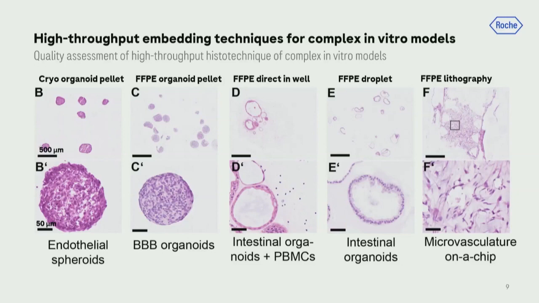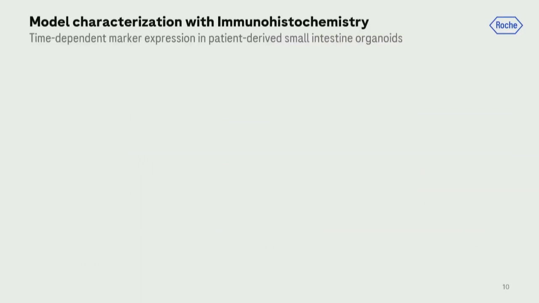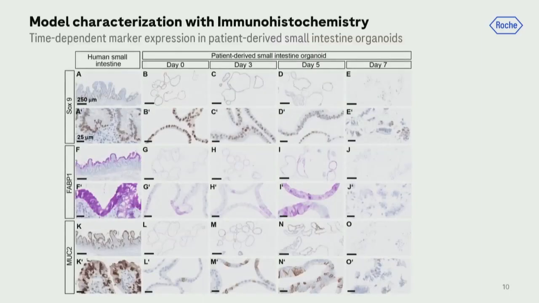of those cells. Once we have generated all of those different blocks, and we also have more to come, we started to think, okay, now we have those blocks, and now we can really start applying the standard pathology or histopathology methods on those sections. So I will show you 3 examples. Here's one example where we did a model characterization with immunohistochemistry. This is on a small intestine organoid, and what we basically did here was stain for markers that are highly relevant for intestinal organoids: SOX9, which is a stem cell marker, but also FABP1 and MUC2, which are intestinal markers, and we really looked into the time course.